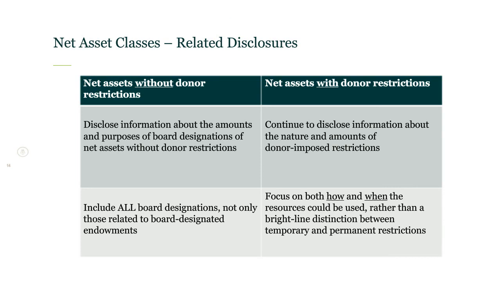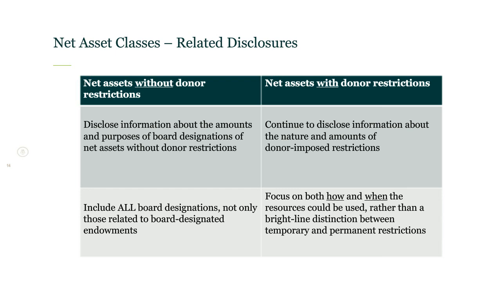Some disclosures are required for each of these asset classes. For the net assets without donor restriction, you will need to disclose information about the amounts and purposes of board designations of net assets without donor restrictions. And you want to include all board designations, not only those related to board-designated endowments.